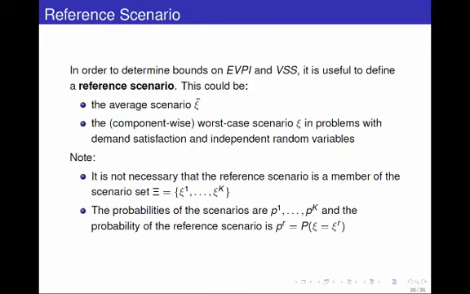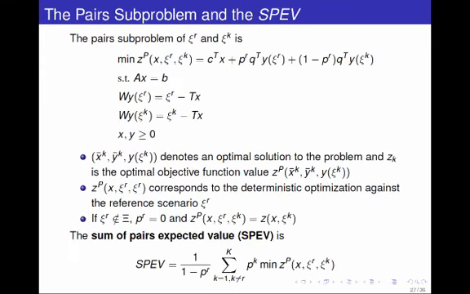Now, if the scenario is in the scenario set, we assign to it a probability PR, which is equal to the chance of that scenario occurring. But even if it's not in the scenario set, this equality generalizes, so PR is equal to zero. So that's the reference scenario. What do we use it for now?